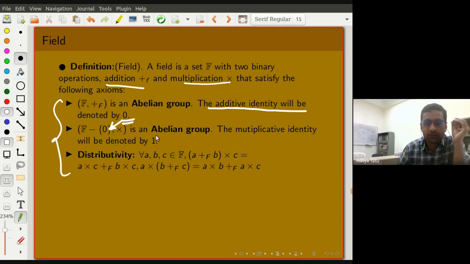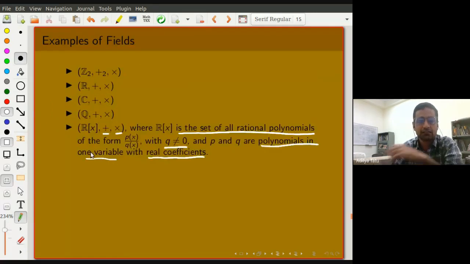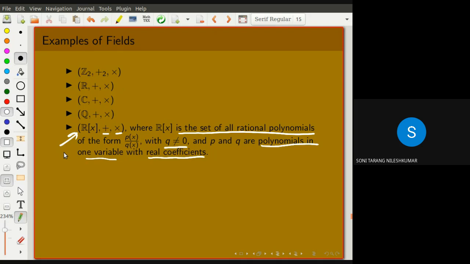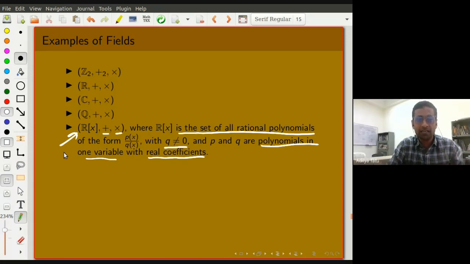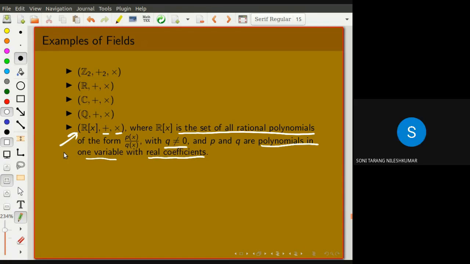No issues. If you have trouble understanding whether this is the number 0, please remember there are examples of fields of this kind: rational functions or polynomials. Each element is not a number, it is a rational polynomial in itself. In rational polynomials the additive identity is the polynomial 0, not the number 0. So the number 0 is not even an element in this set. How can it be the additive identity? Yes, sir, I understood. Thank you, sir.